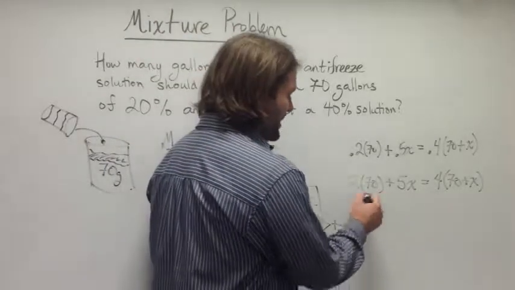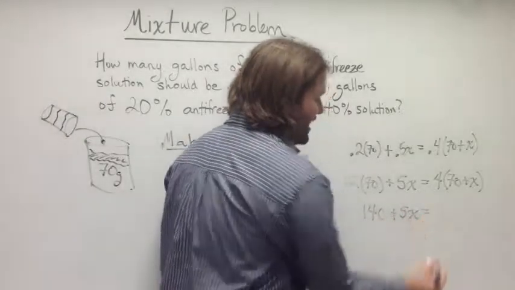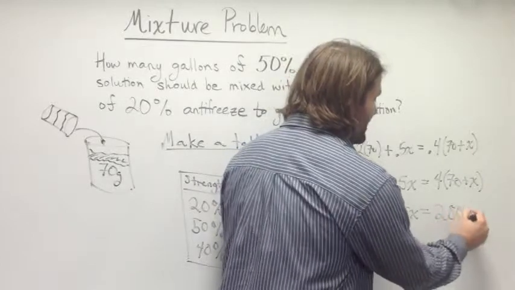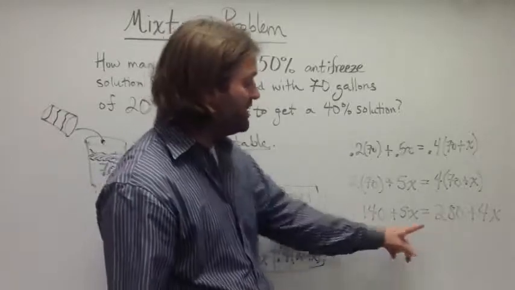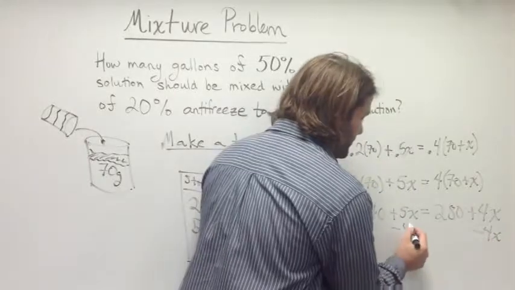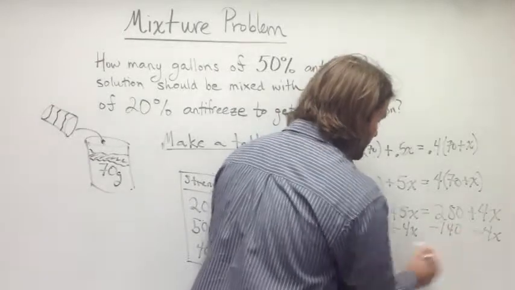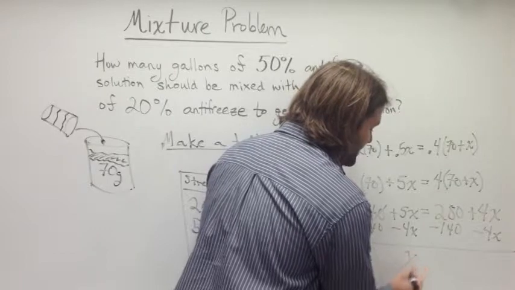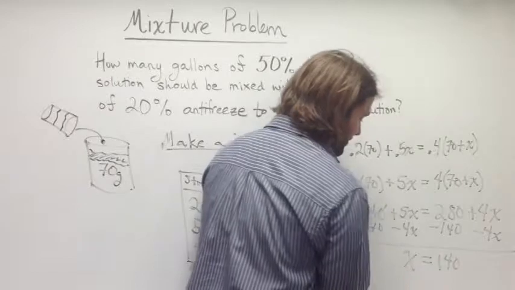So let's go ahead and work this out. 2 times 70 is 140 plus 5x. And if we distribute the 4 across here, we get 4 times 70 is 280 plus 4x. Now we just have a linear equation, so we need to isolate the variable. If we subtract 4x from both sides, and we subtract 140 from both sides, this will give us 5x minus 4x, which is x, is equal to 280 minus 140, which is 140.